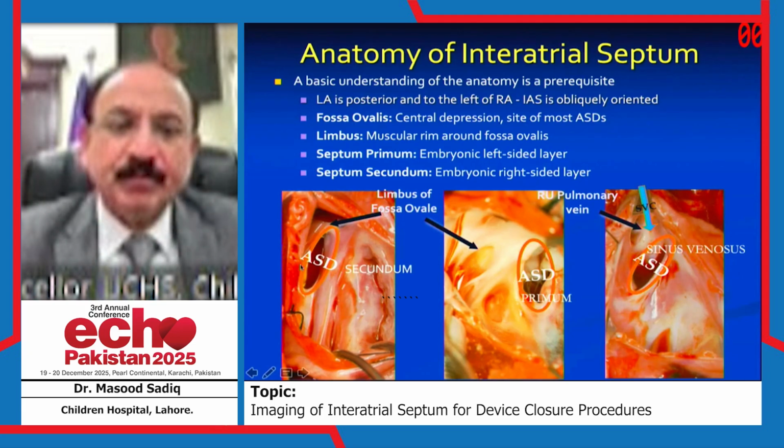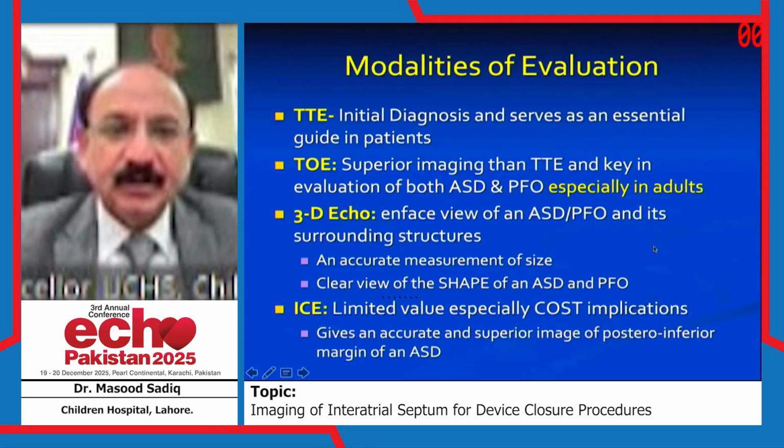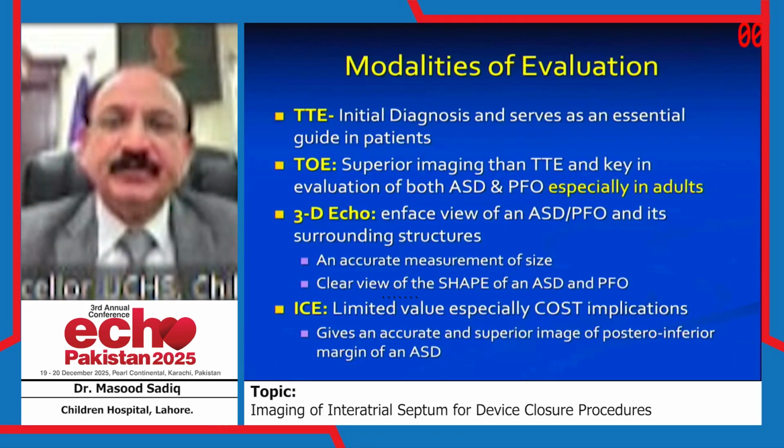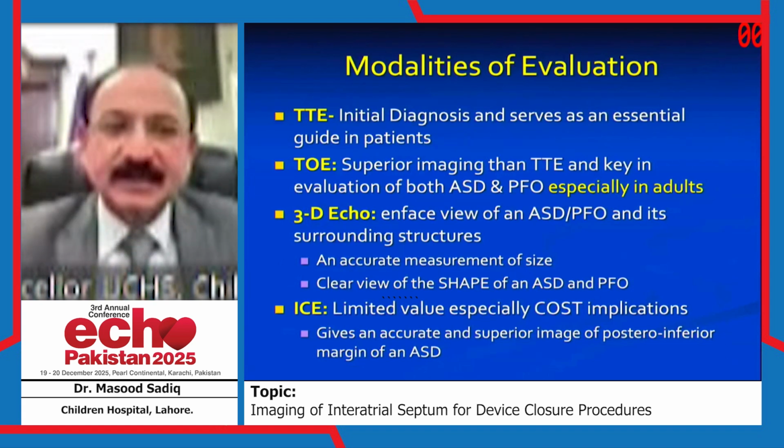If we have to mark the different defects, we can mark them as secundum ASD, primum ASD, and of course sinus venosus ASD, which is close to the insertion of the right upper pulmonary vein, close to the SVC. The modalities which we have for evaluation of the intra-atrial septum are transthoracic echo and transesophageal echo, which is particularly relevant in adults. And now, with the availability of 3D echo, things have improved even further.